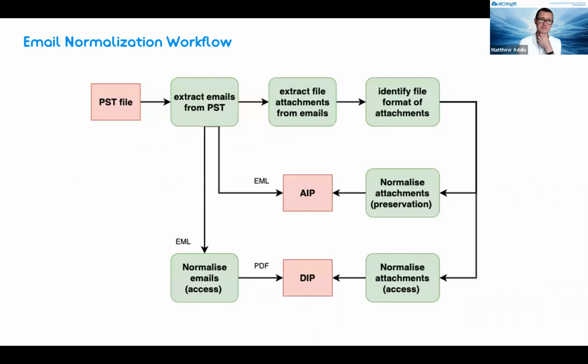As I mentioned, we've extended Archivematica, so not just documents, but also emails. So for example, if you've got a PST file, then we will extract all the emails from the PST, extract the file attachments from the emails, identify the file formats of the attachments. It might be attached images or documents, normalize those, take the EML version of the emails in the PST along with the normalized attachments and the original attachments, and store all those in an archive information package.